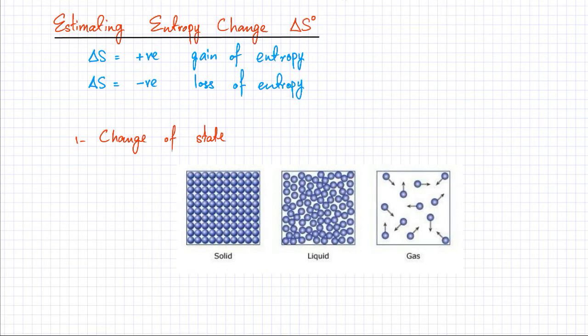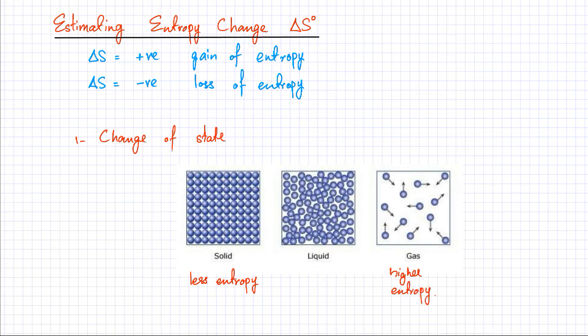Now, you can figure out on your own by looking at the state that a solid state has less entropy. There is less disorder, particles are very ordered. On the other hand, a gaseous state is very disordered, so this is the higher entropy state.